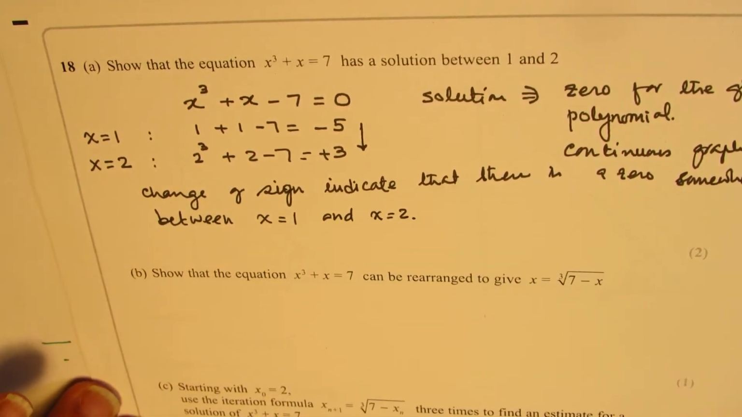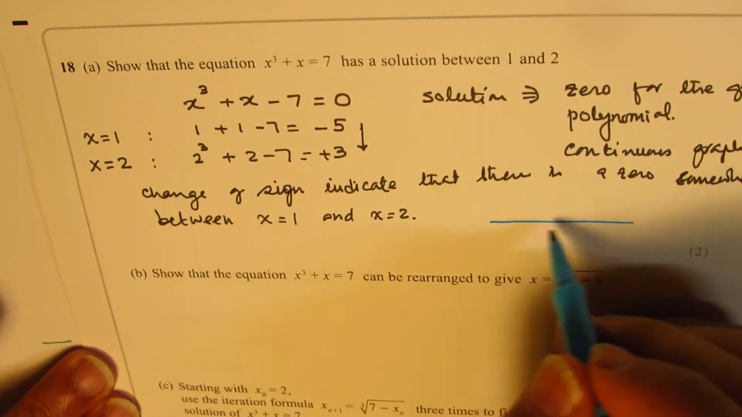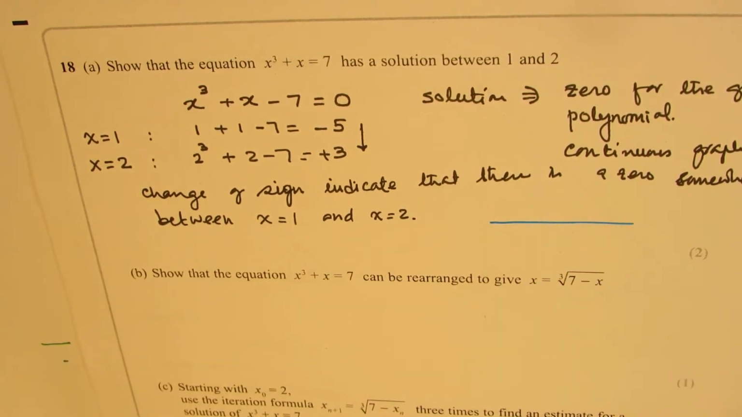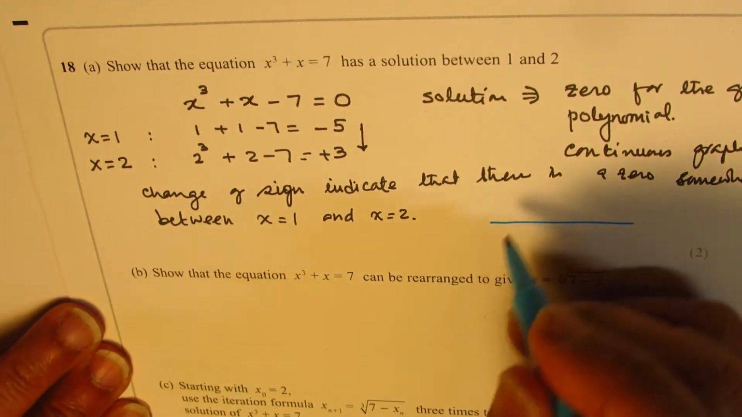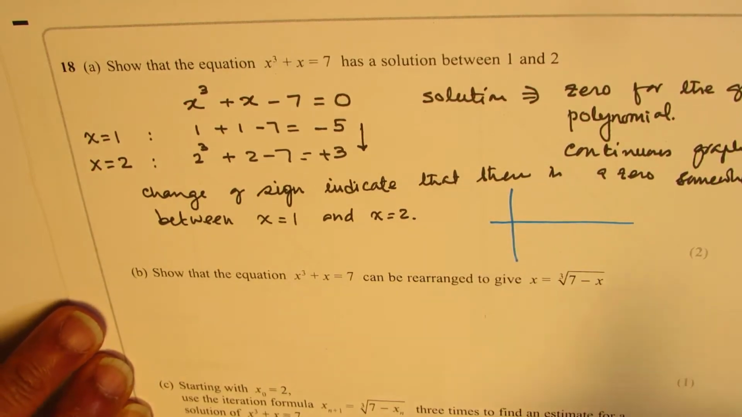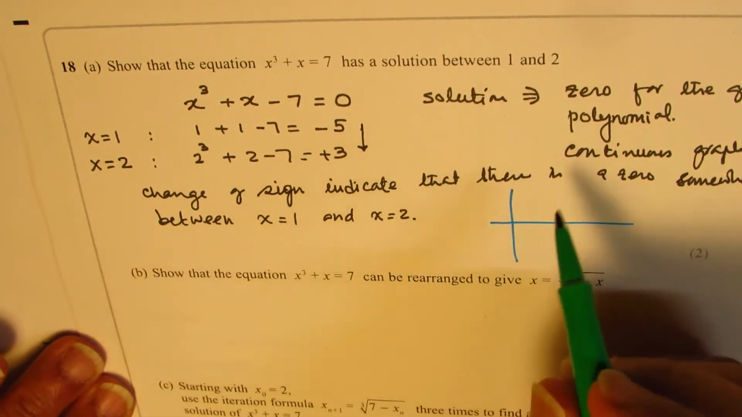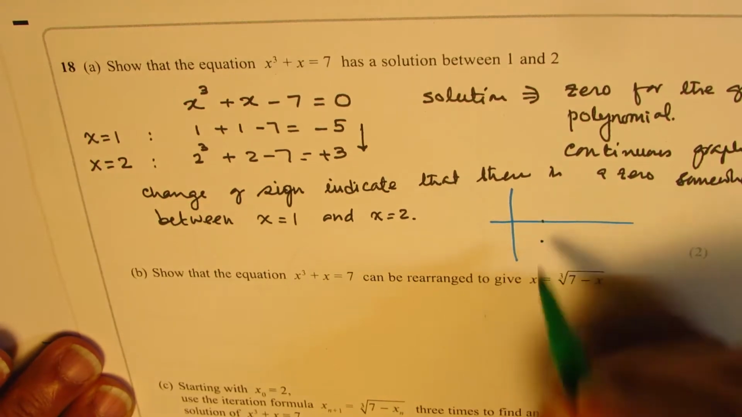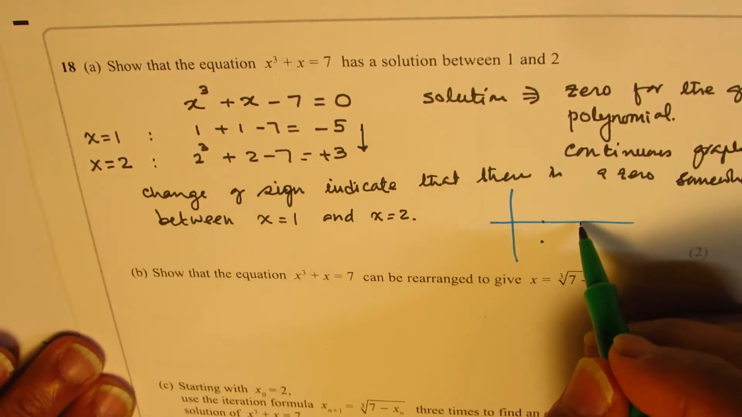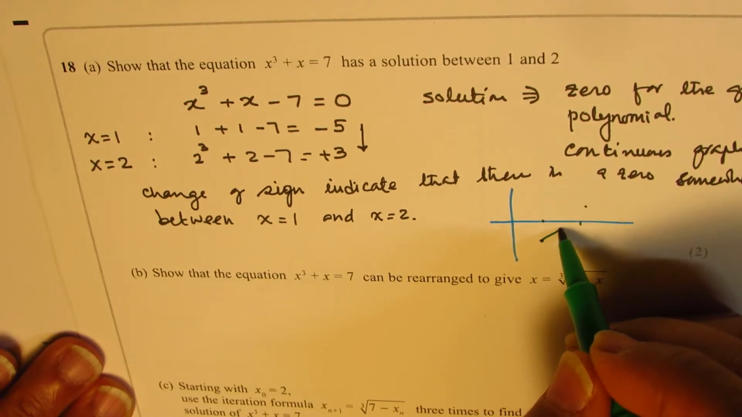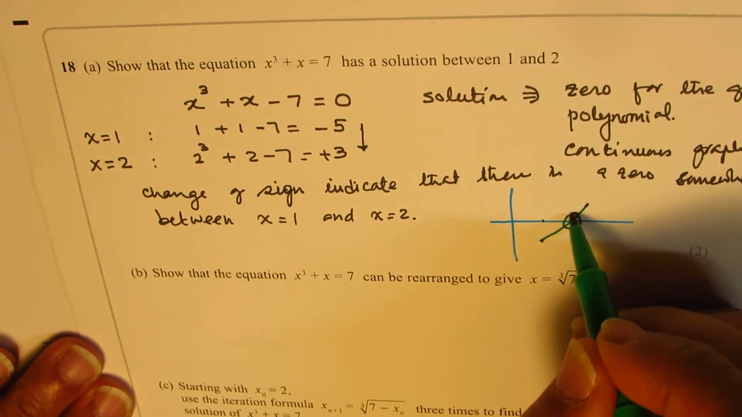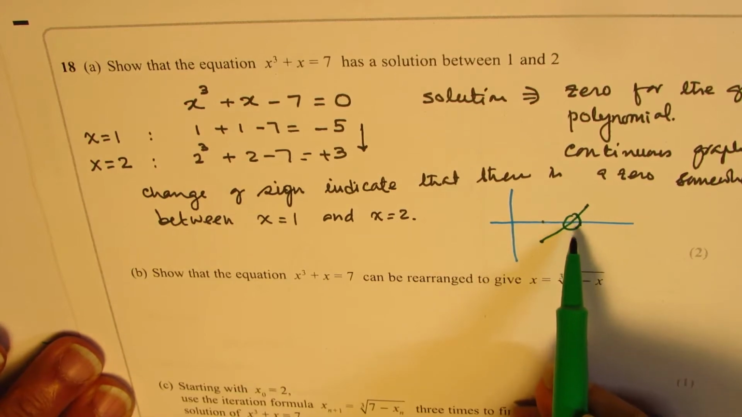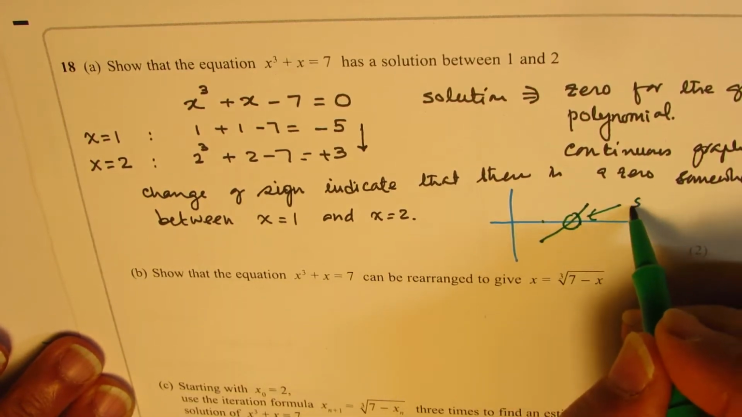Is that clear, right? So the sign is changed. It's a cubic function. So just to illustrate the point, somewhere, we don't know where, but definitely somewhere between x equals 1 and 2, the graph crosses the x-axis. At 1 it is minus 5, and at 2 it is plus 3, right? So if it goes like this, there is an x-intercept, and that is the solution. So this is the solution we are looking for.